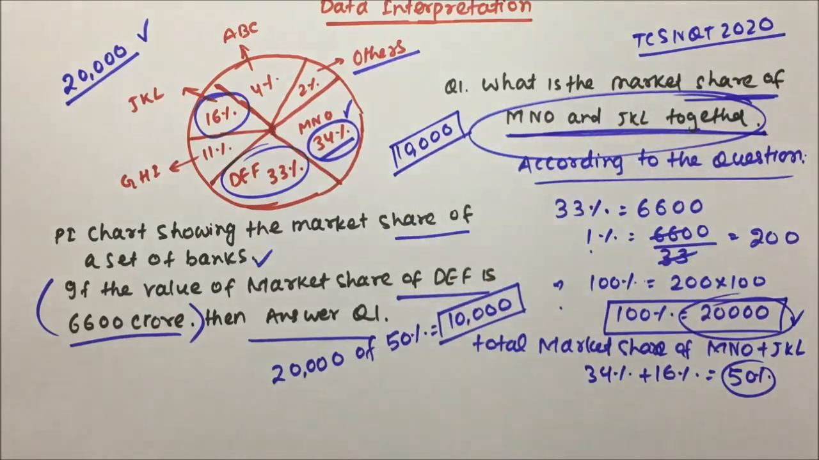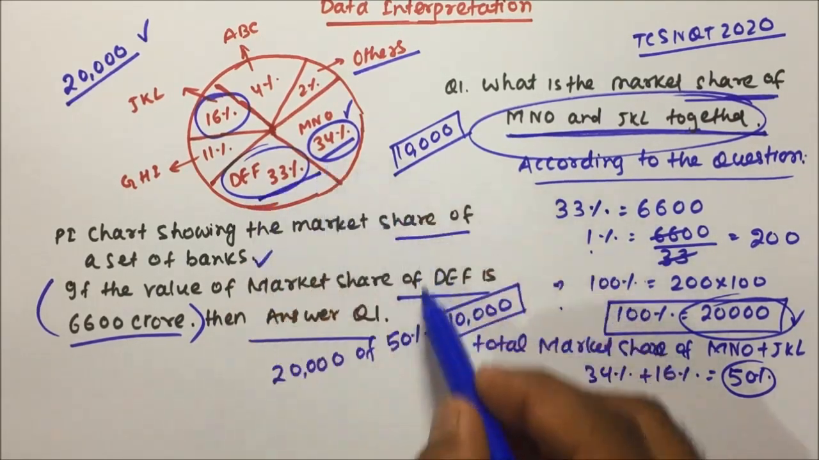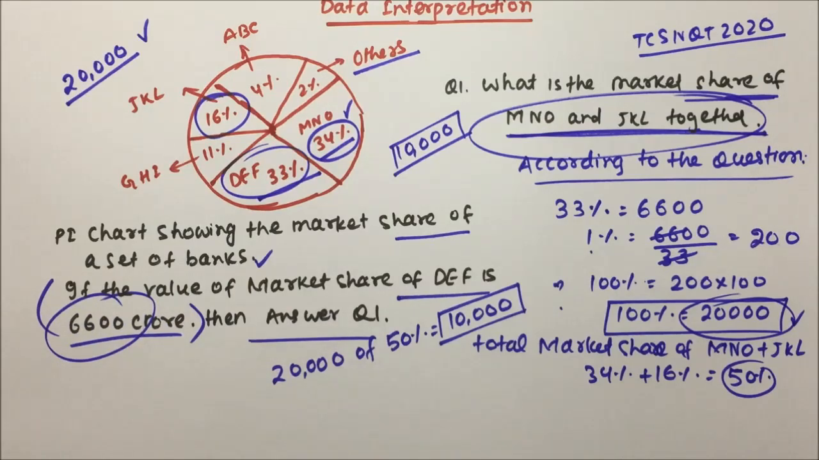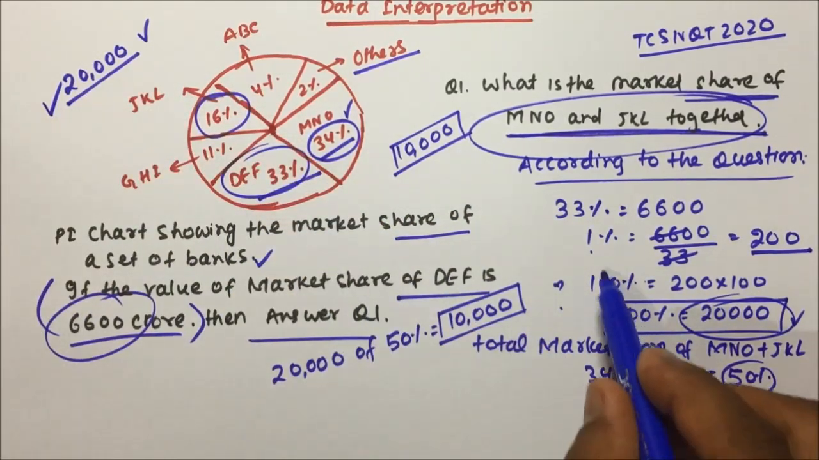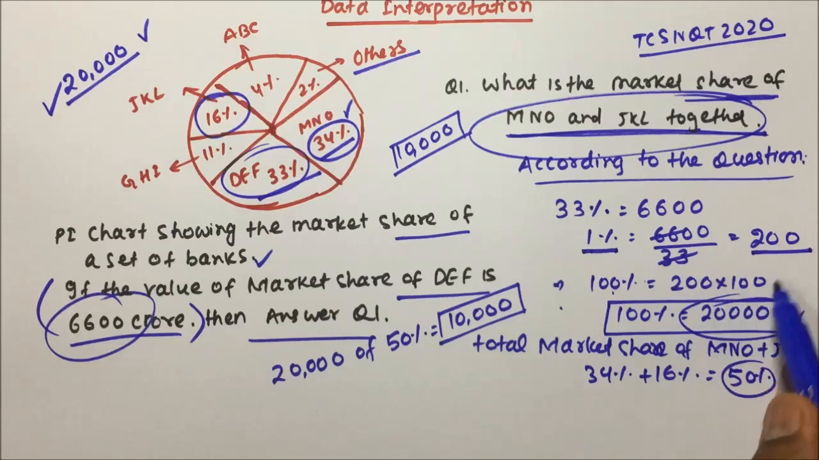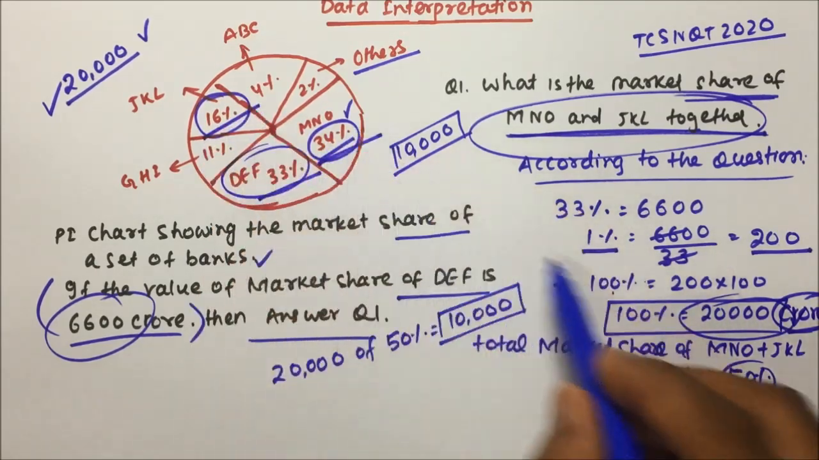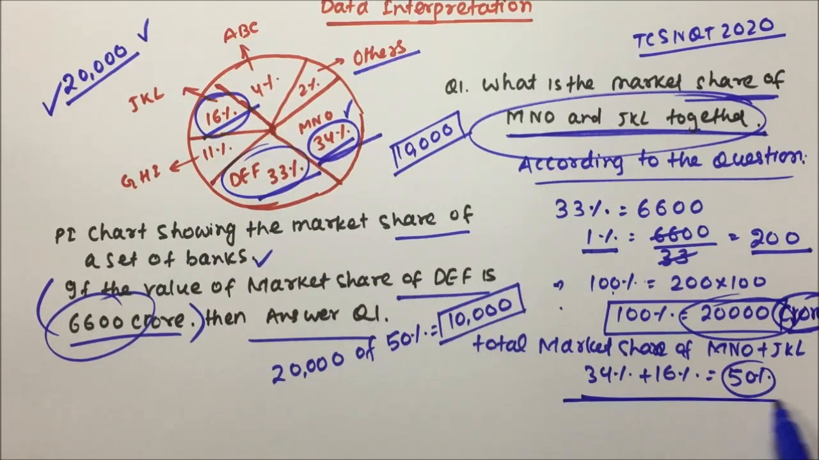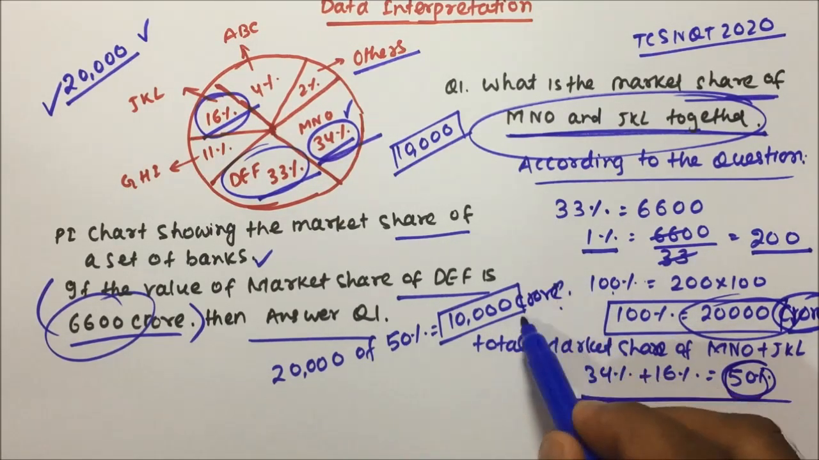So friends, this question is very simple. The only thing is, from the given data, DEF market share is 33%, which is equal to 6,600 crores. So 1% will be equal to 200. We are calculating the total market share, so for 100% you multiply 100 this side, multiply 100 this side. So 20,000 crores will be the total market share. In that, MNO and JKL is 50%. So that 50% will be nothing but 10,000 crores. So 10,000 crores will be the answer.